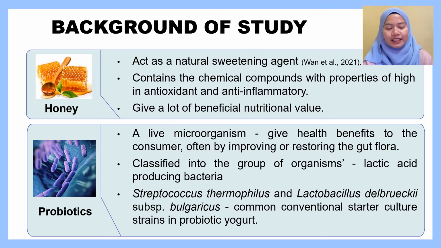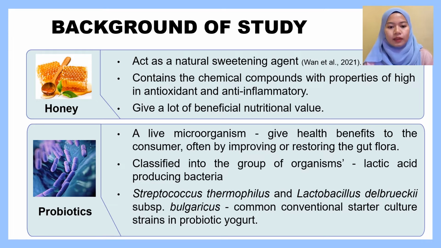Next is honey. According to One et al., honey is a natural sweetening agent in food production. It contains chemical compounds with high antioxidant and anti-inflammatory properties, such as flavonoids and phenolic acid. So it will give a lot of beneficial value to human health.